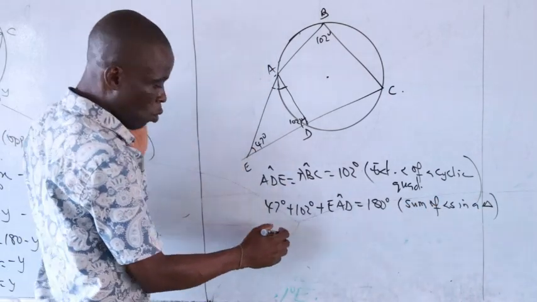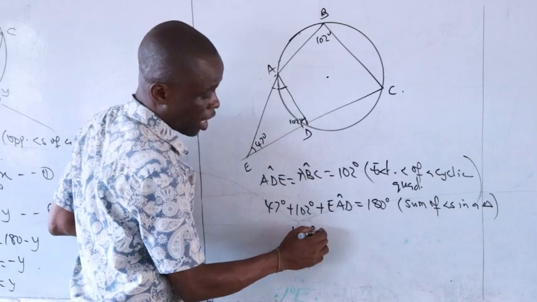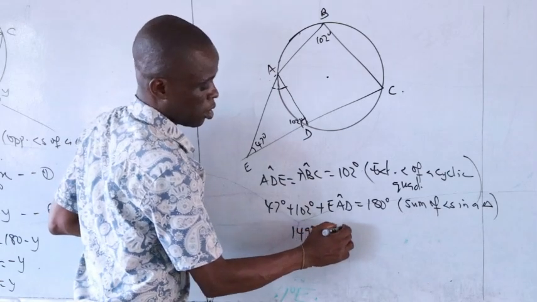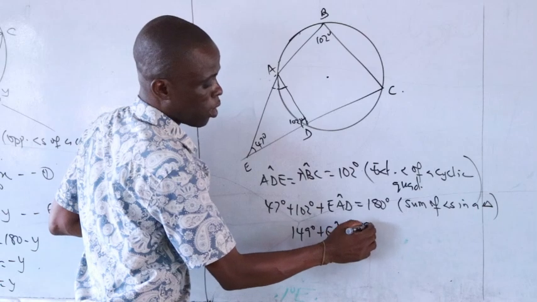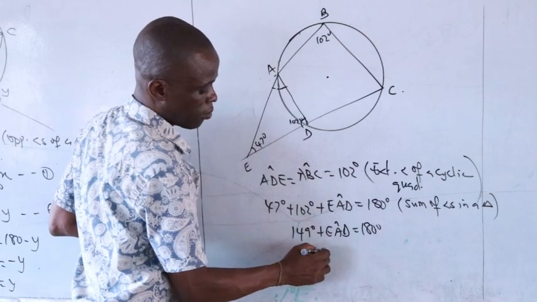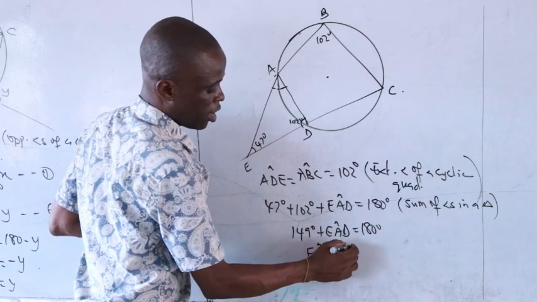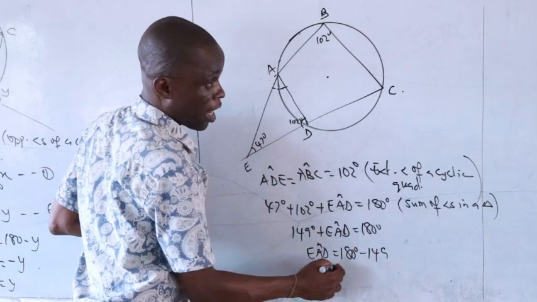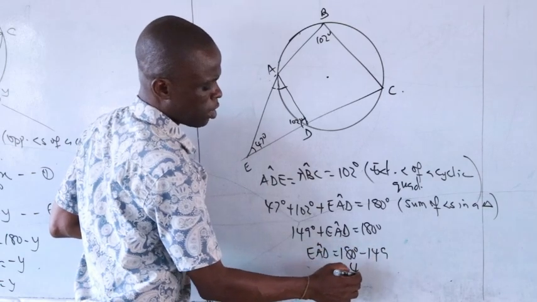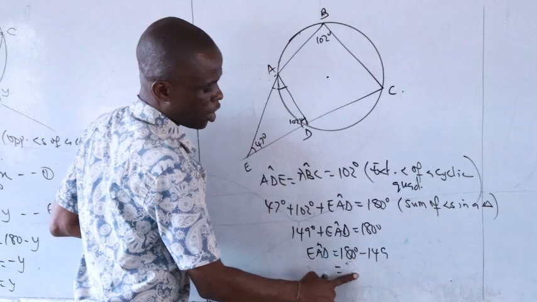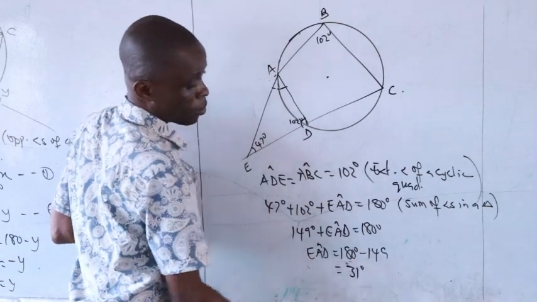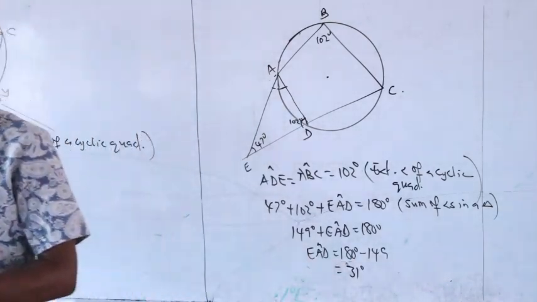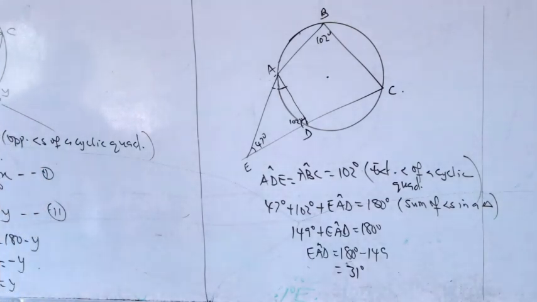Then we now have 149. 149 plus EAG equals to 180. EAG is 180 degrees minus 149, and that is 41 degrees. That is EAG. EAG is 41 degrees. I hope it is clear.